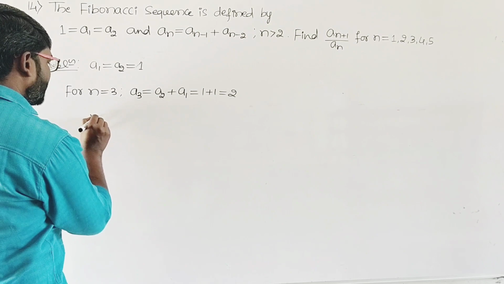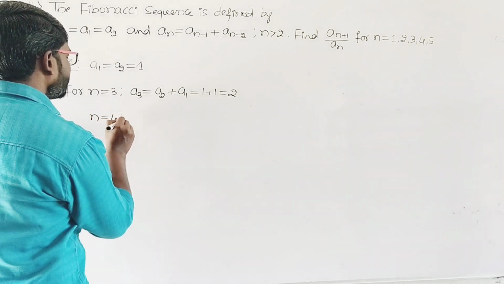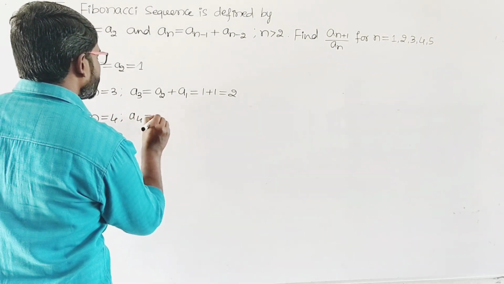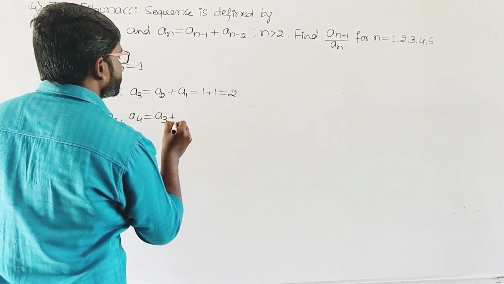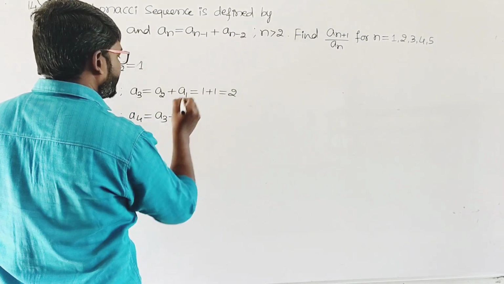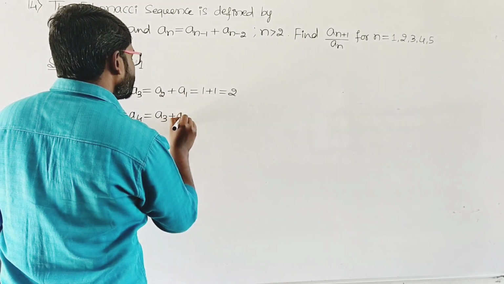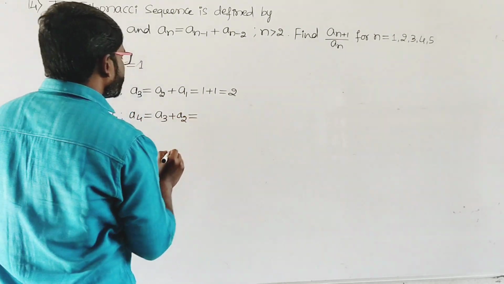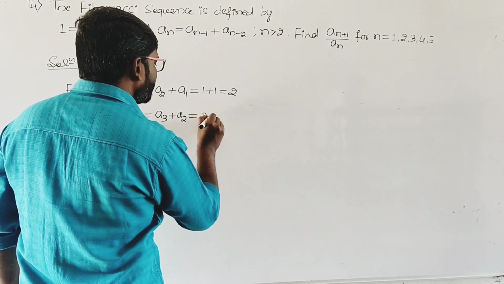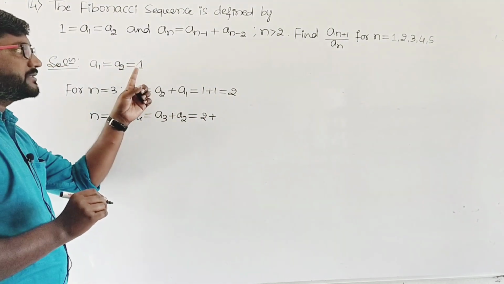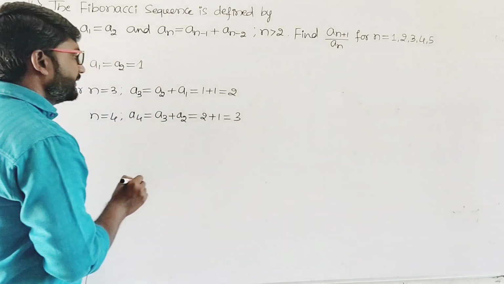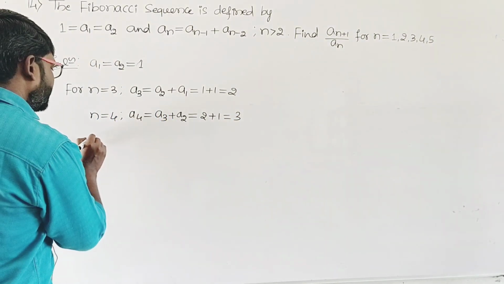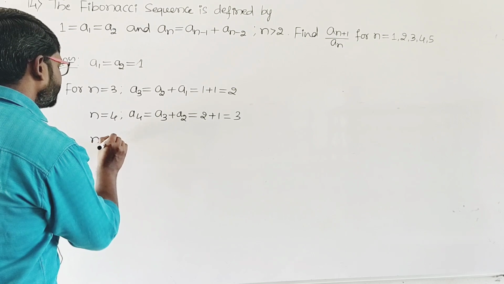Then for n equal to 4, you get a4 which is equal to 4 minus 1, it is 3, it is a3, plus 4 minus 2, it is 2, it is a2. So a3 plus a2, a3 it is 2, plus a2 it is 1. So 2 plus 1 it is 3. So this is a4. Then we'll go for n equal to 5.